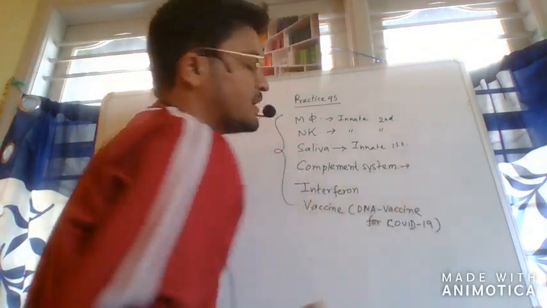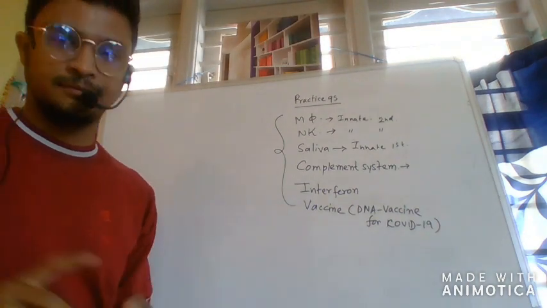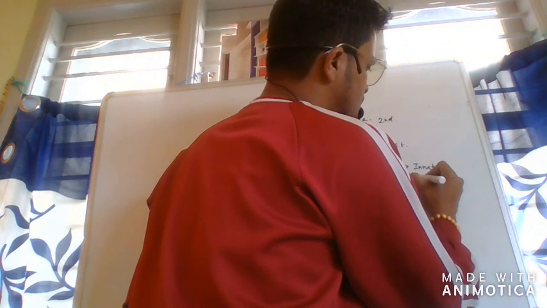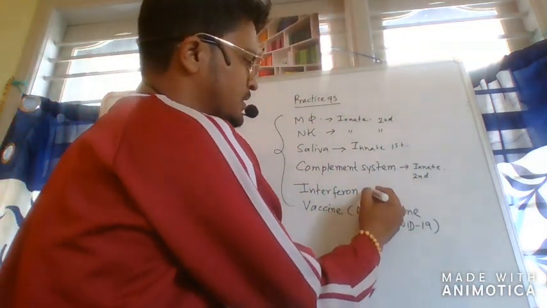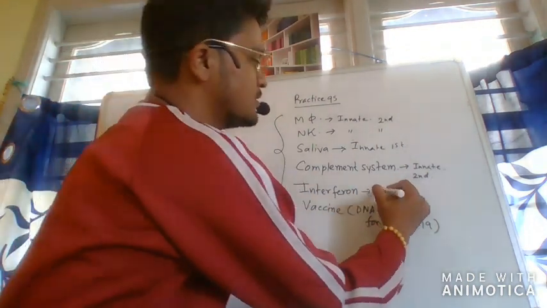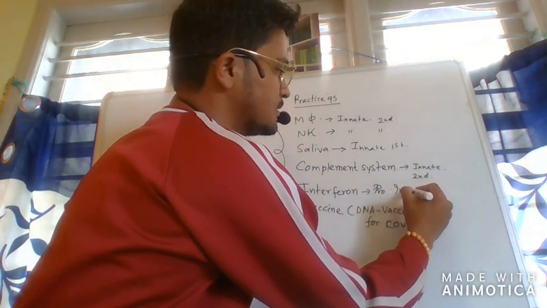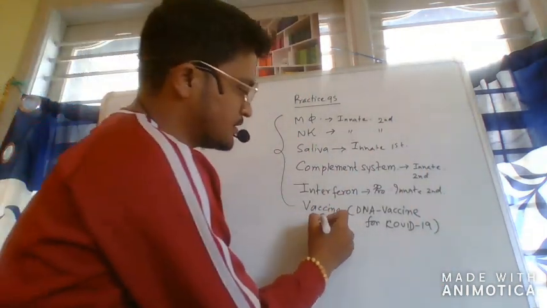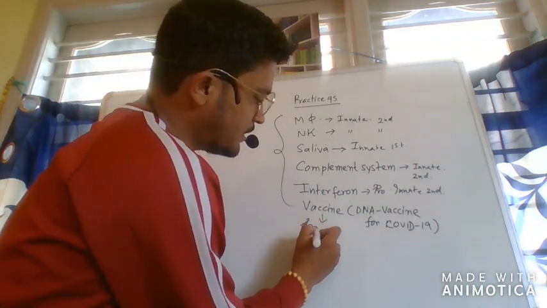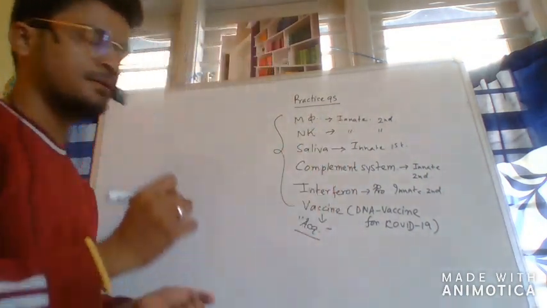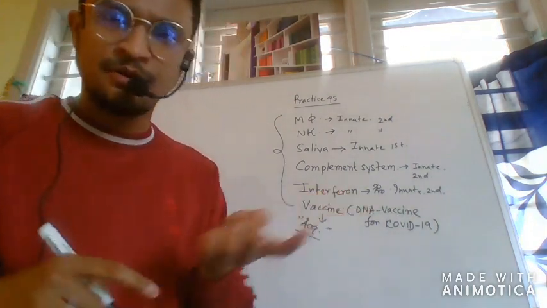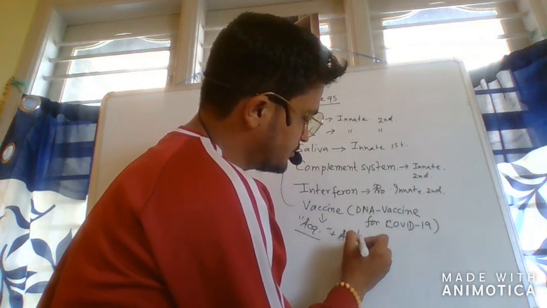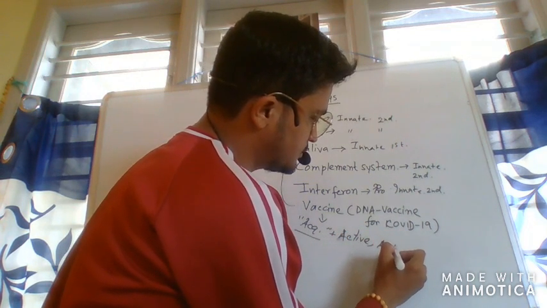The complement system is another very interesting system that will rupture the bacteria. It is an internal system, so it is innate, but a second line of defense. Interferons will interfere with the viral pathway. It is a protein, so it is your innate, natural, but also from the second line of defense. Vaccine is not innate, so it is your acquired way. As the vaccine produces antibody, it is an active artificial method.